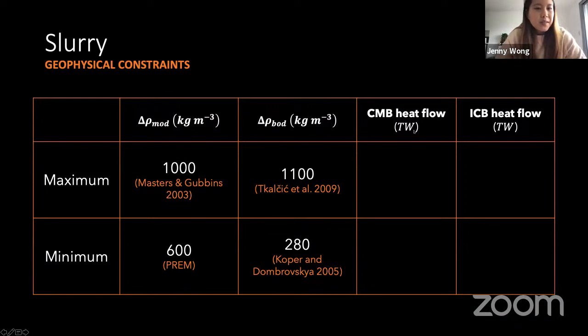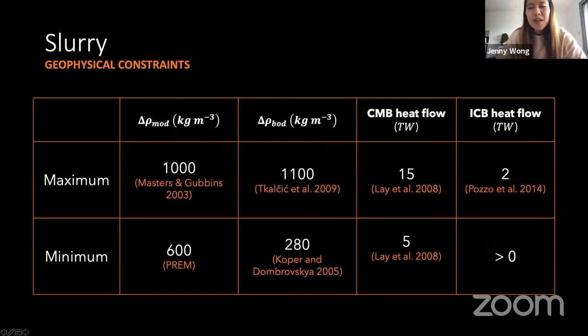There are also some constraints on the core heat flow overall. This is constrained by the overlying mantle, as I mentioned earlier. So the maximal value is 15 terawatts and the minimum is 5. And there are maybe some tentative estimates of what the ICB heat flow is, but it's really not very well constrained. But physically, it has to be greater than 0. And there is an estimate from Pozzo et al. of about 2 terawatts.